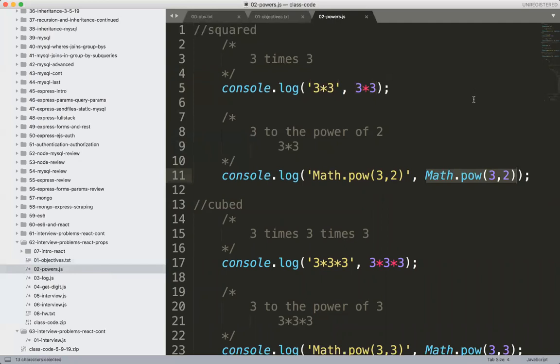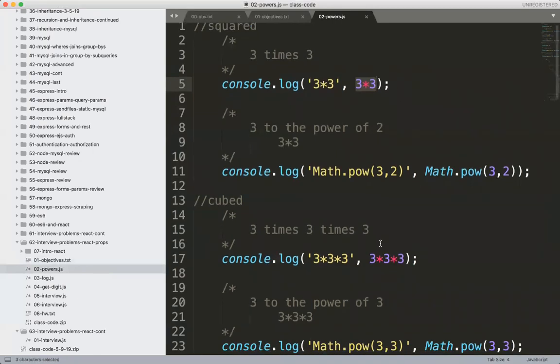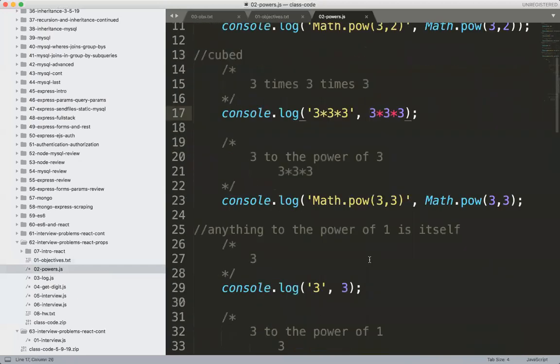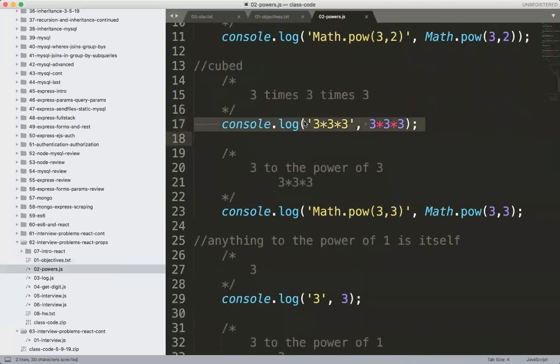Excellent. 3 to the second power. So what's 3 to the second power? 9, right? So this 3 to the second power is just 3 times 3, right? And then over here, what's going to print out over here? Let's go to Derek's row. 27. 27, right? So we're just printing out the string 3 times 3 times 3. And then we're printing out the execution of it, which is 27, right? 3 times 3 is 9, 9 times 3 is 27.